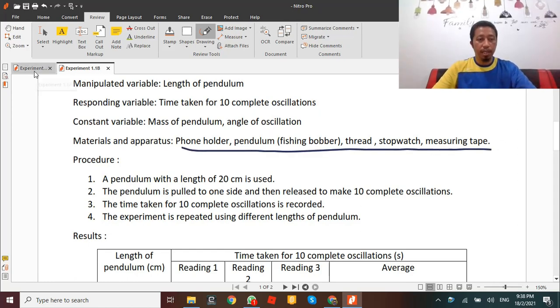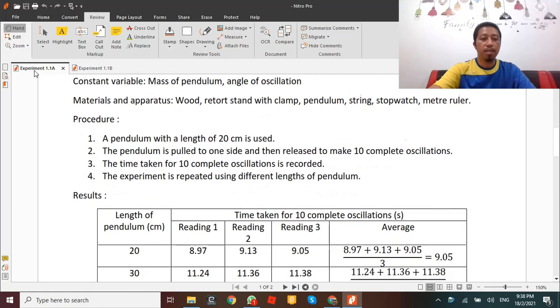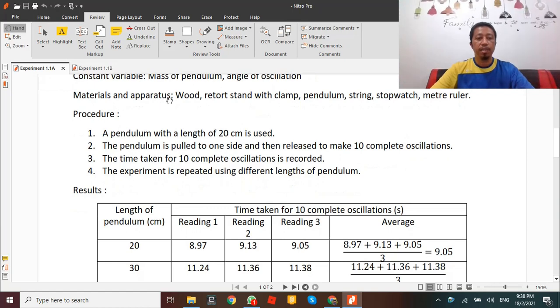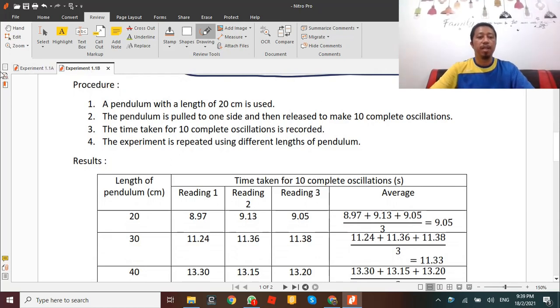From the original report in the textbook, this is the one. Let me show you. This is the original, where the materials and apparatus, if we do the experiment in the science lab, are wood, retort stand with clamp, pendulum, string, stopwatch, meter ruler. However, for a time like this, during the COVID-19 pandemic, we use what we have in our house.